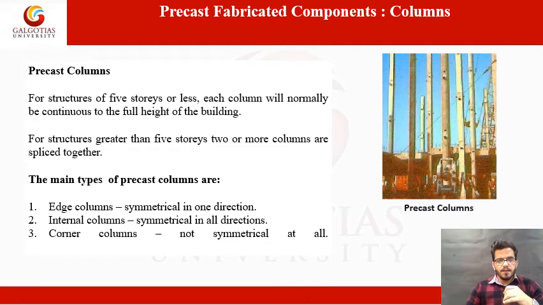When we talk about precast columns, we have mainly three types: edge columns, which are symmetrical in one direction; internal columns, which are symmetrical in all directions; and corner columns, which are not symmetrical at all. Each typology of column that has to be used in a design has a separate name and a separate design technique.